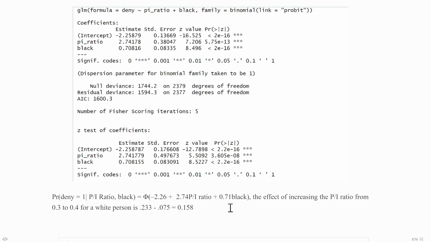If your PI ratio for a white person increased from 0.3 to 0.4, your probability of getting denied increased by 15.8%.